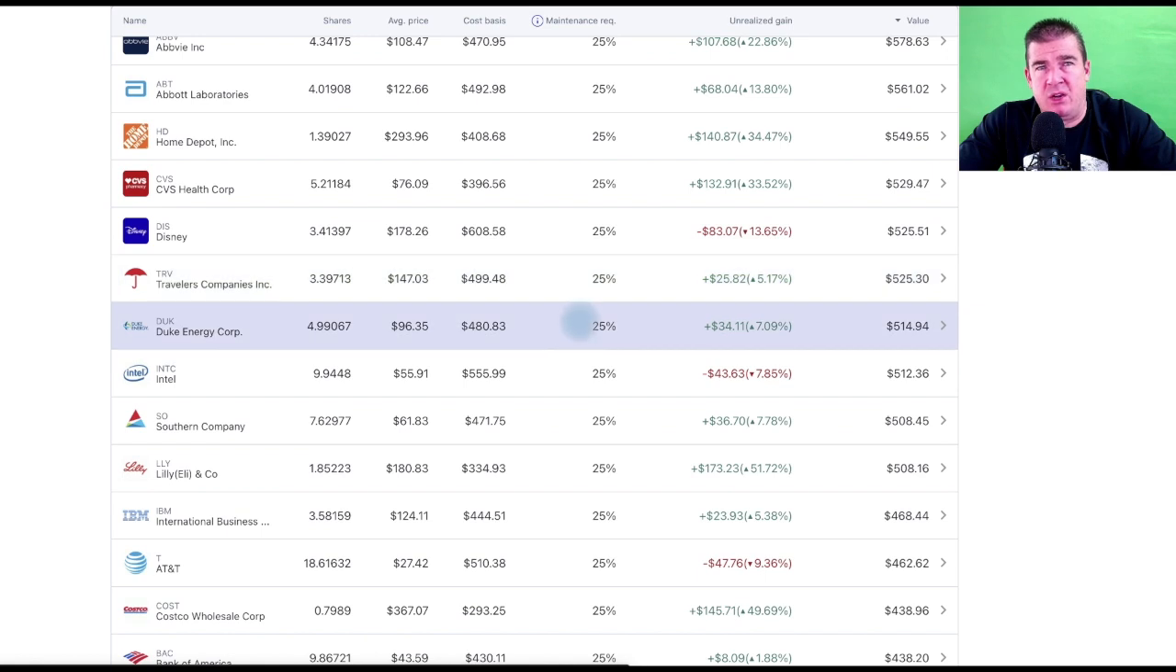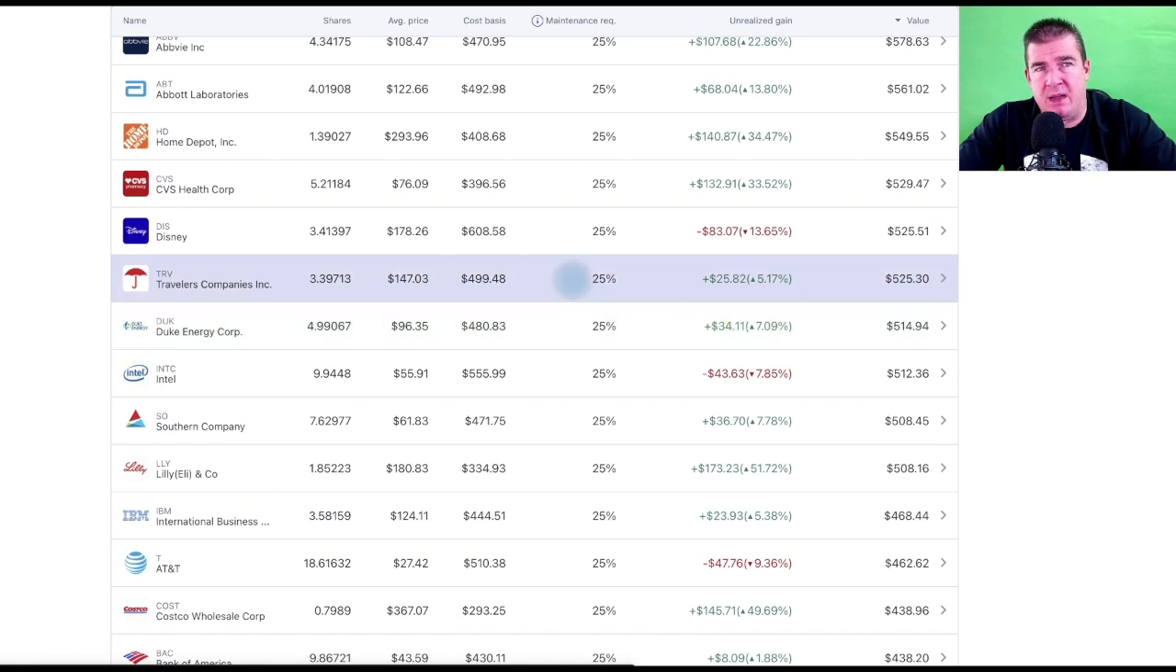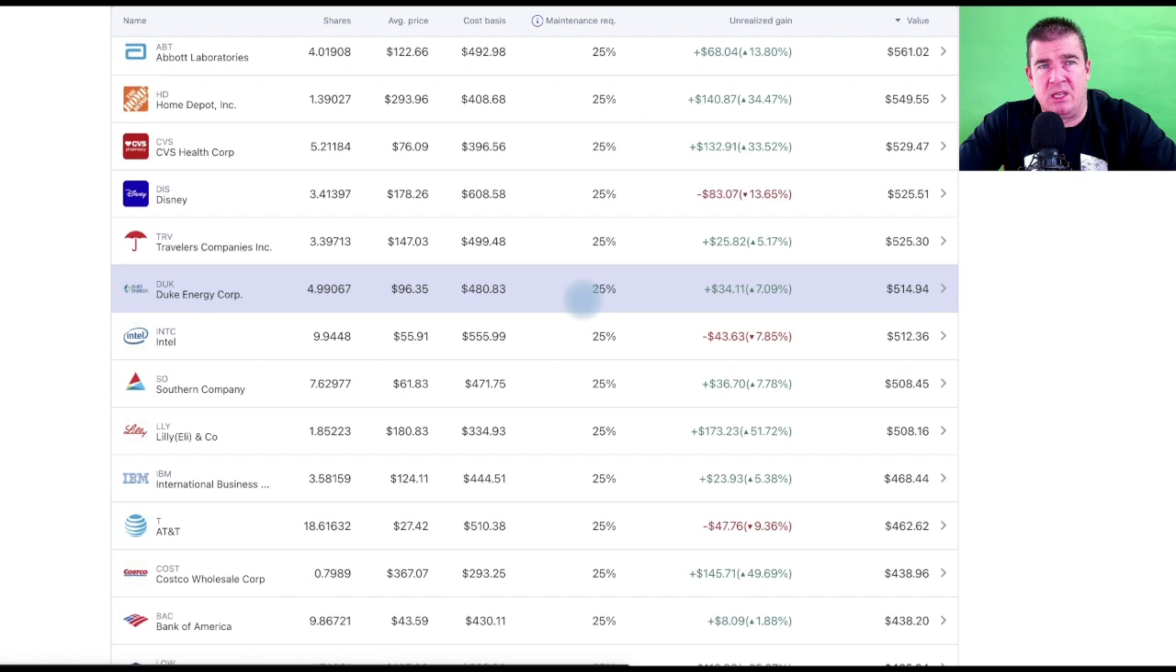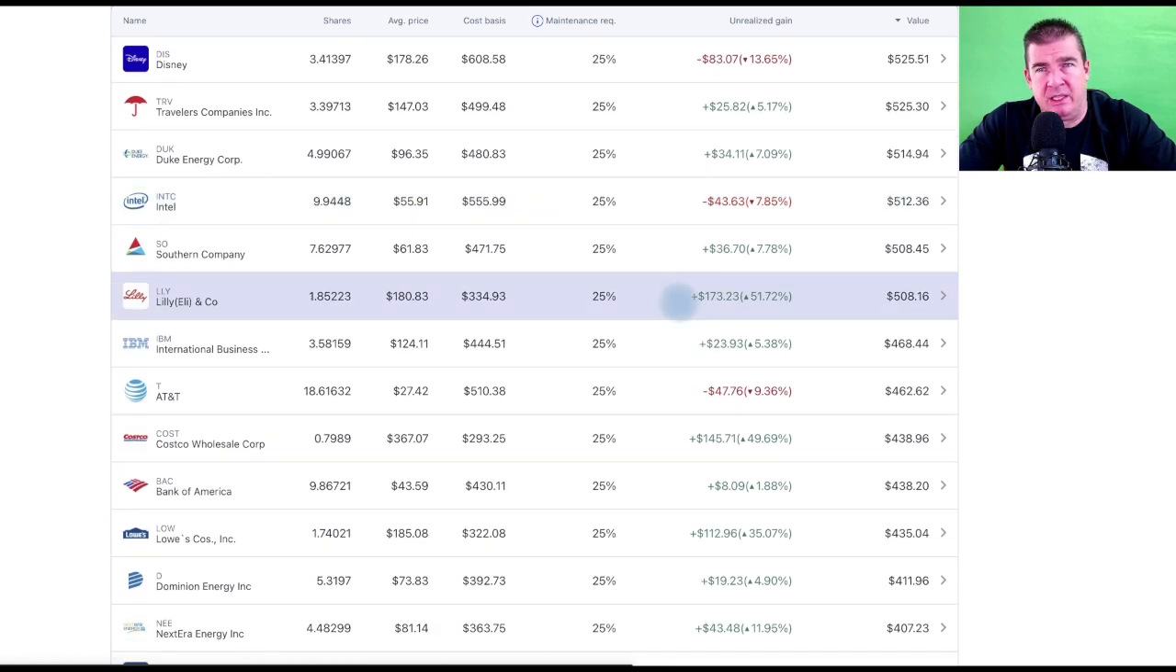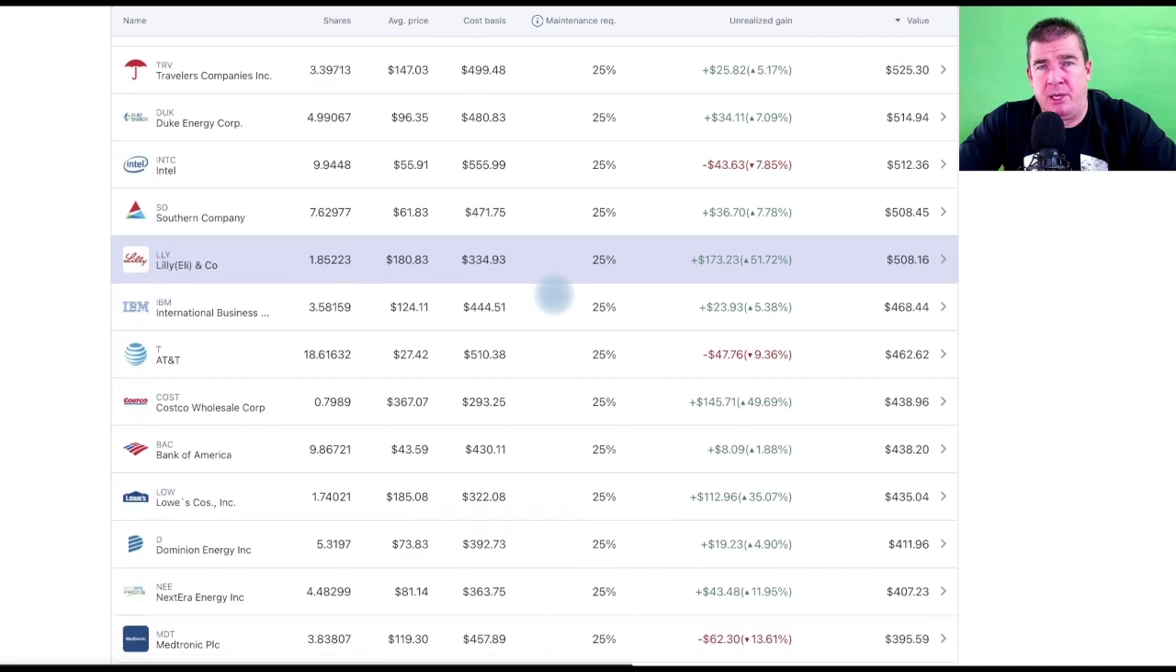Some of these are just incrementally up. There's the Travelers, a Dow component, and Duke Energy, a utility. Intel's taking it a little bit on the chin here. No big deal. Look at Eli Lilly. Holy smokes, up over 50%. This is less than a 2-share position. Just silly, quite frankly. Some of these gains are just absolutely baffling.